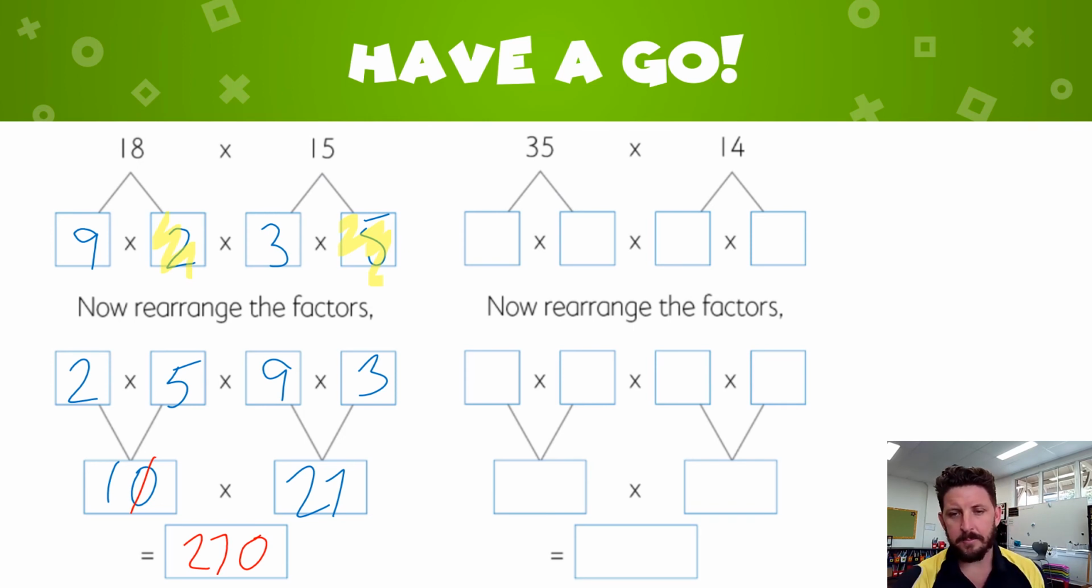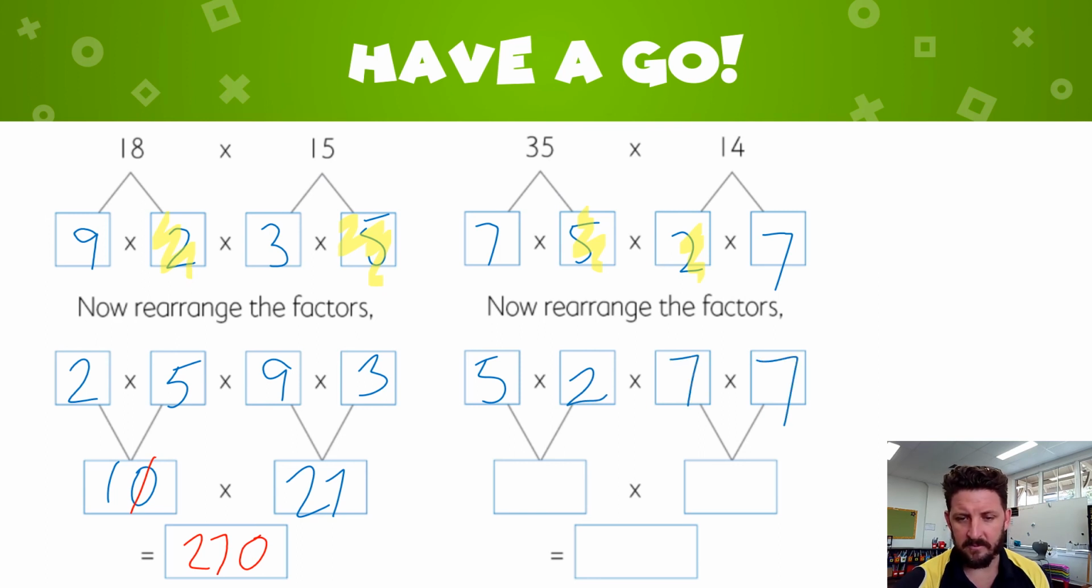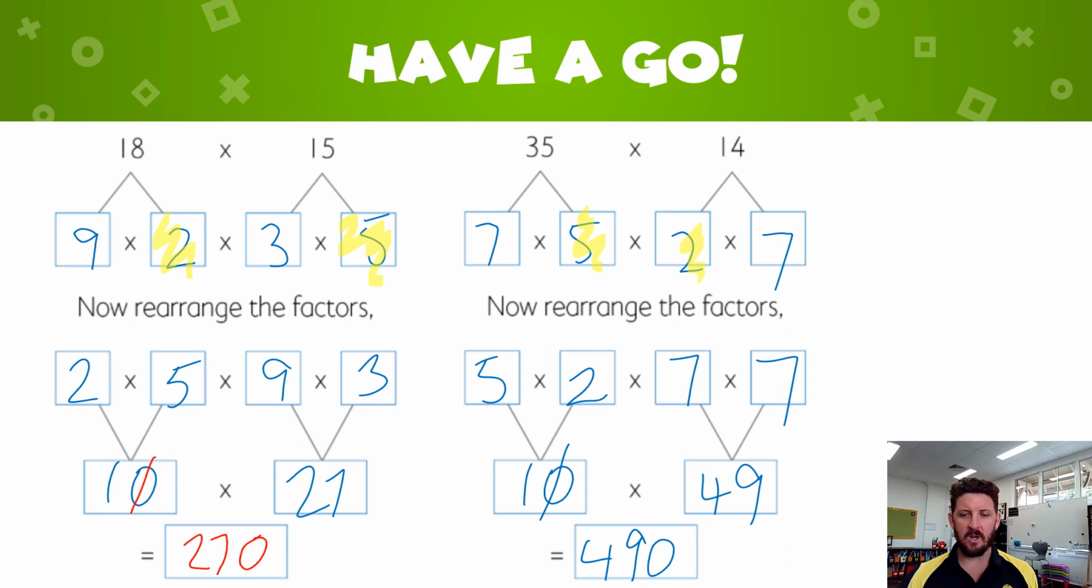Let's look at the next lot. 35 is 7 times 5. 14 is 2 times 7. Okay, let's get it down. Find our friendly facts. I can find 5 and 2 again. 5 and 2 as my friendly fact. 7 times 7 is what I'm left with. 5 times 2 is 10. 7 times 7 is 49. And then cross off my 0, add it to the answer. 1 times 49 is 49. And my answer is 490.